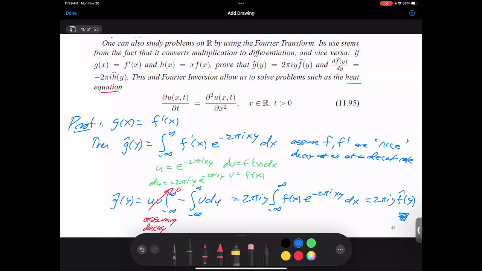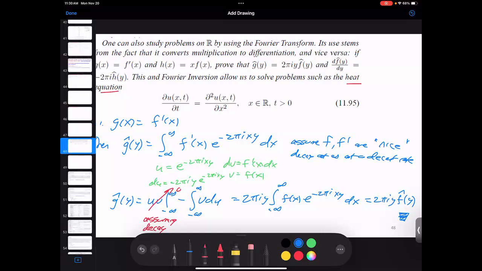This should give you a hint as to why the Fourier transform is so useful for solving differential equations. Rather than having to deal with derivatives, I now just have to do multiplication. That's not bad. That's a good trade-off. And then the other one is that if I have multiplication, that's the same as a derivative. So I can go back and forth. So if I give you something involving derivatives, I can replace that with just my Fourier transforms.